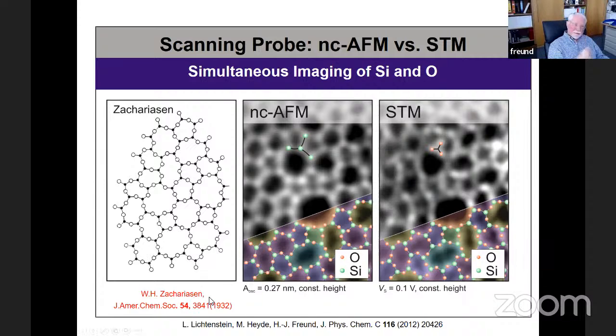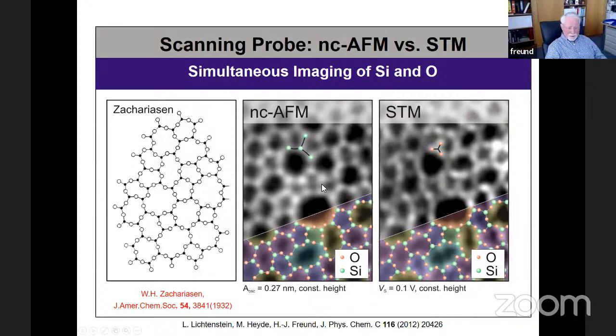While there were various structural determinations using X-ray diffraction as well as neutron diffraction to deduce that this is what happens, this is the first imaging in real space where you can really see that this is what happens.